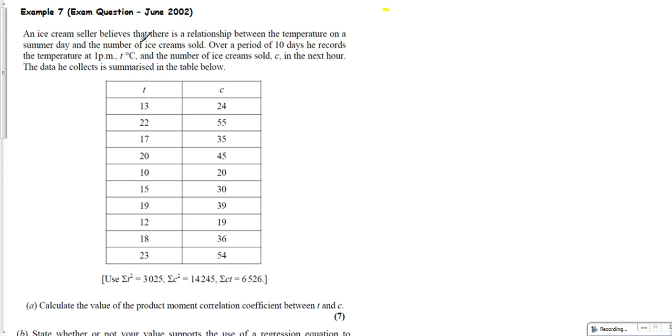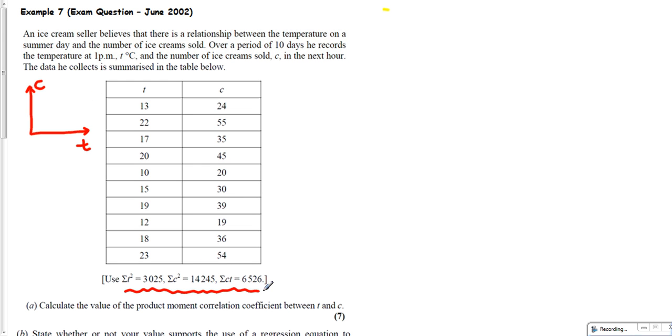So we've got an ice cream seller that believes there's a relationship between temperature and the number of ice creams sold. So it's worth thinking about the context. If the temperature increases, what would happen to the number of ice creams sold? Well, we'd probably expect that to increase as well, wouldn't we? I'd be thinking about what goes on which axis. Which one affects which one? Well, the temperature would be the thing that dictated the number of ice creams, so I'd be expecting it to be that way around. We're given some summary data at the bottom.